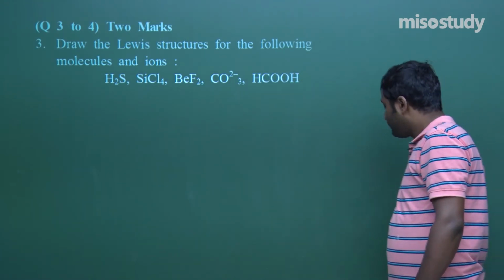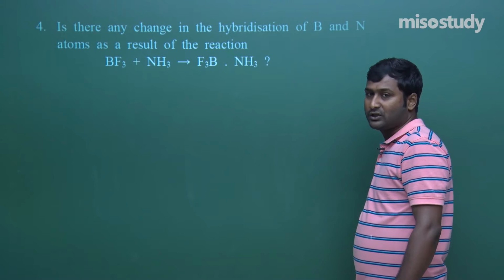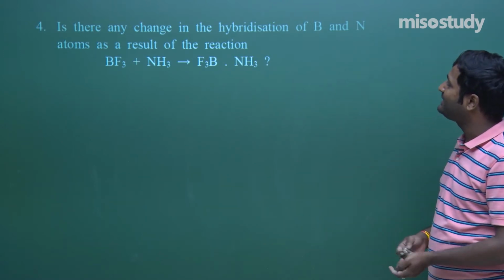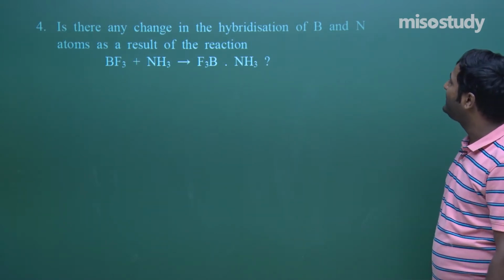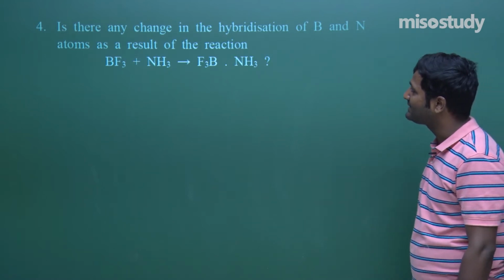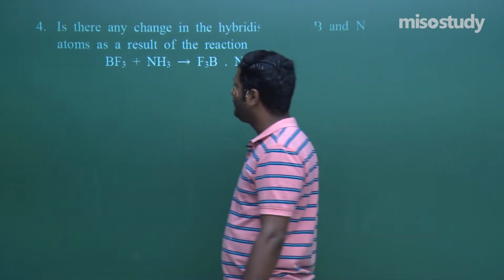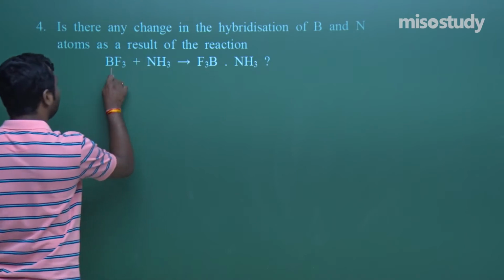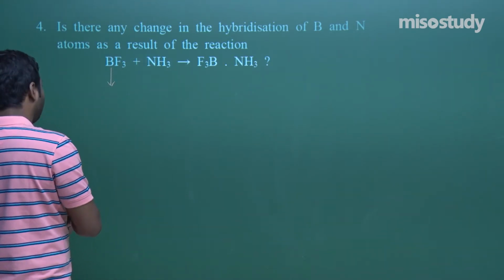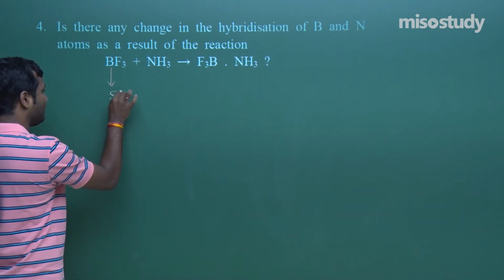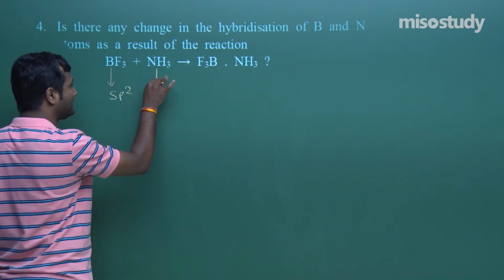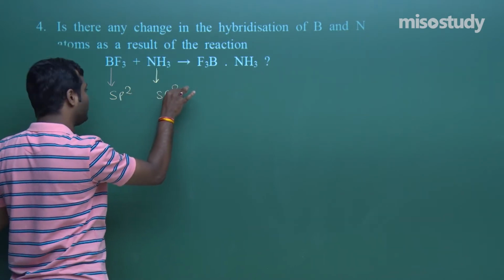Now let's move to the next question, question number 4. Is there any change in the hybridization of B and N atom as a result of the reaction? As we know, in BF3 the hybridization is sp2, and in NH3 we know the hybridization is sp3.